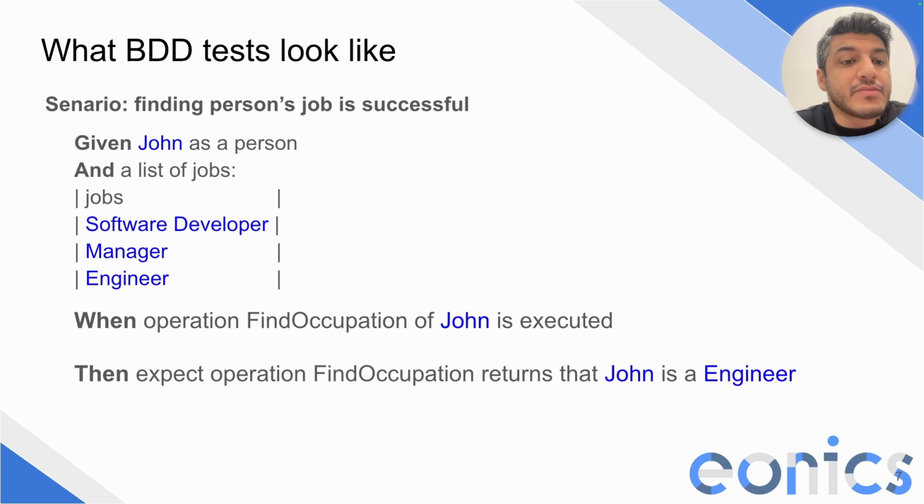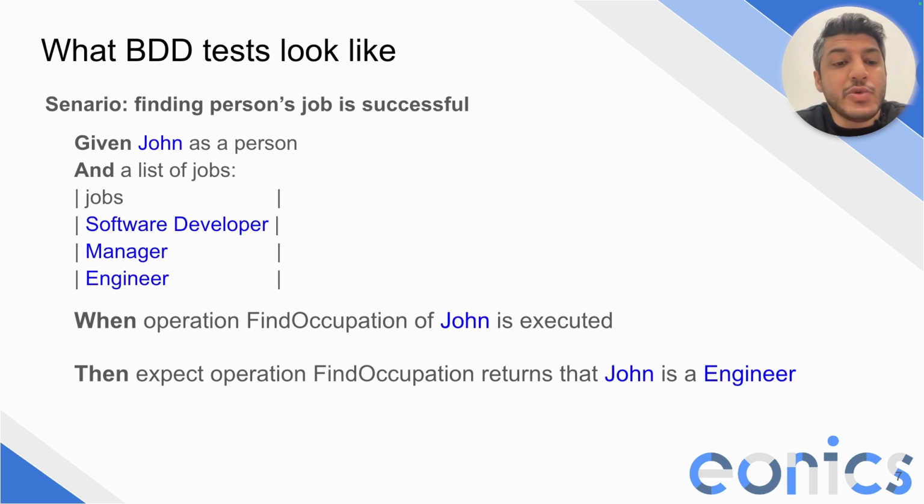So we now claim that a list of jobs exists in our database: software developer, manager, and engineer. And when operation find occupation of John is executed, we're trying to find John's occupation, then expect operation find occupation returns that John is an engineer. So we want to make sure that our service returns the right job for a certain person.